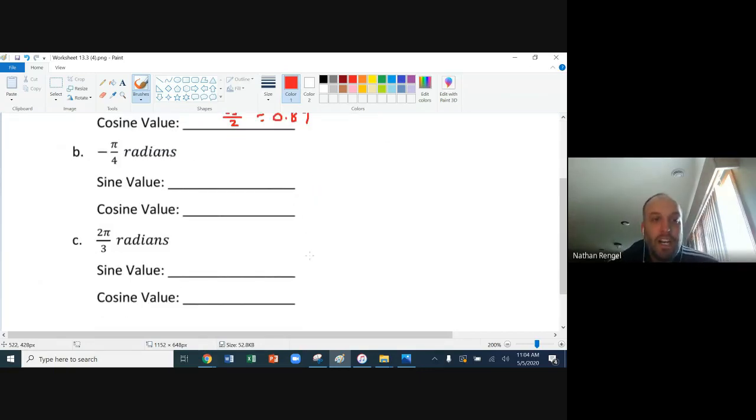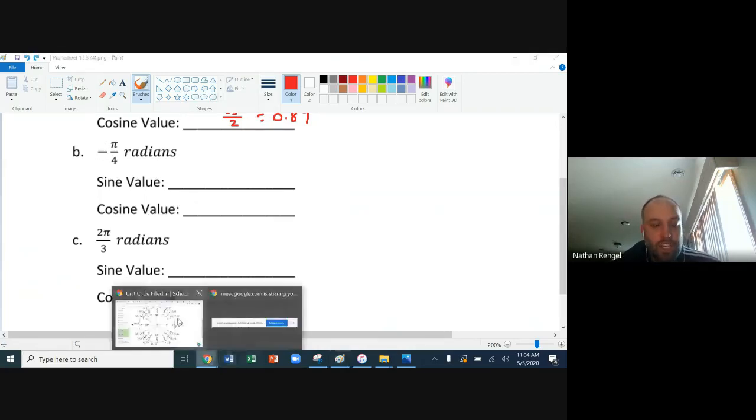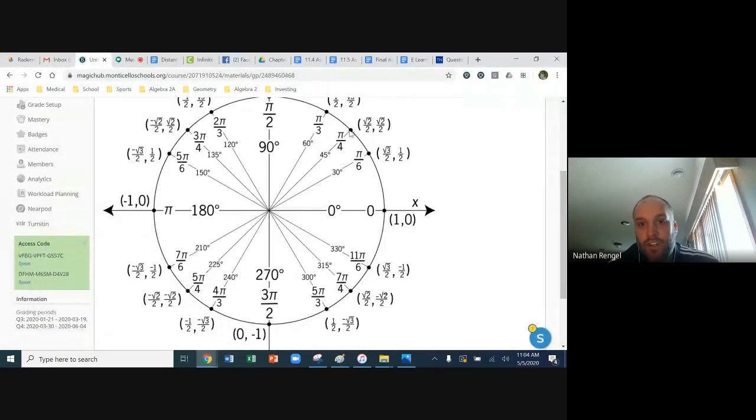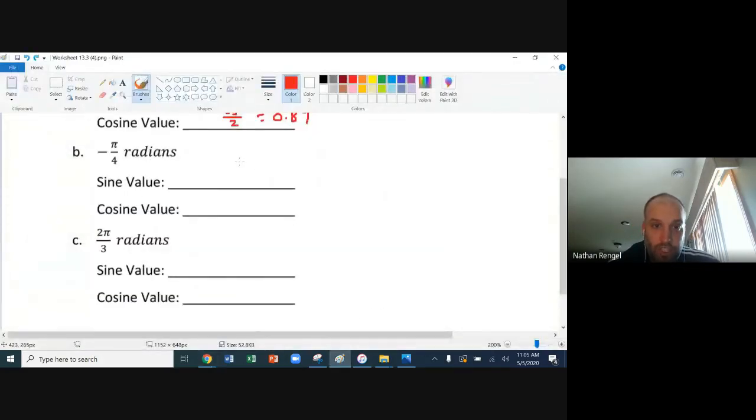Next, we got negative pi over 4. Pay attention, the negative does mean you're going in a clockwise direction. So heading to our unit circle, pi over 4 is right here if we're going counterclockwise. That's 45 degrees counterclockwise. That means we're going 45 degrees clockwise. That would be this position. So negative pi over 4 is the exact same as 7 pi over 4. They are coterminal. So there's your sine, negative square root of 2 over 2, and your cosine, square root of 2 over 2.